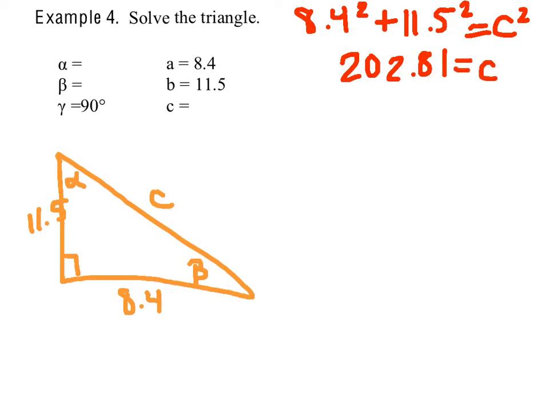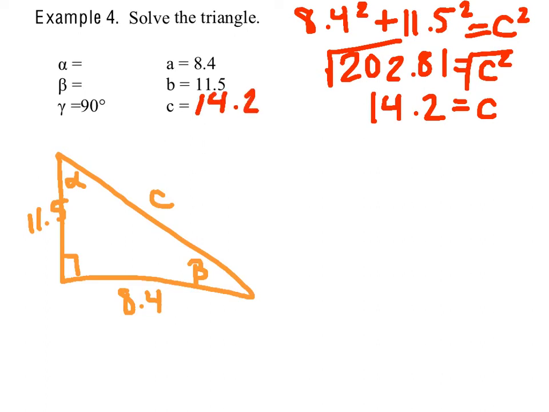202.81 equals c squared. Now we just want c, so to get rid of the squared, you're just going to take the square root of both sides. Once you take the square root, you'll get 14.2. So 14.2 equals c. So now I have all my sides solved for.